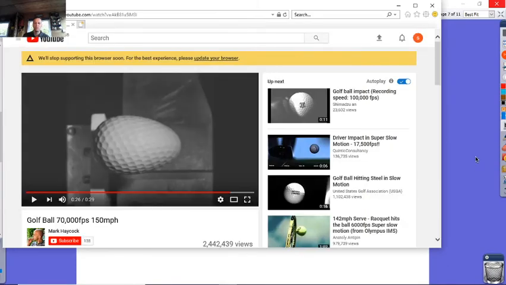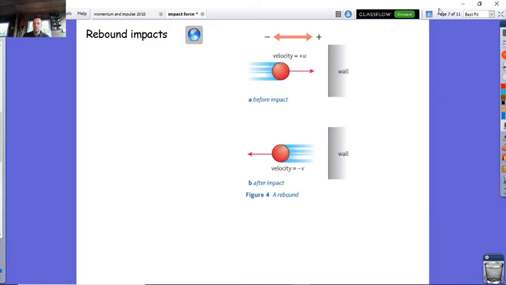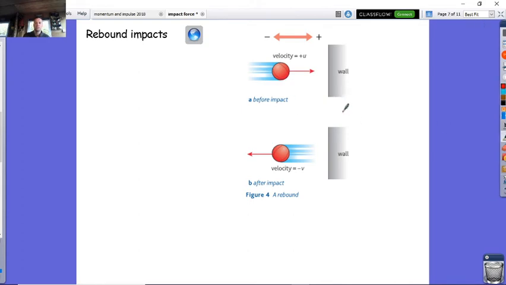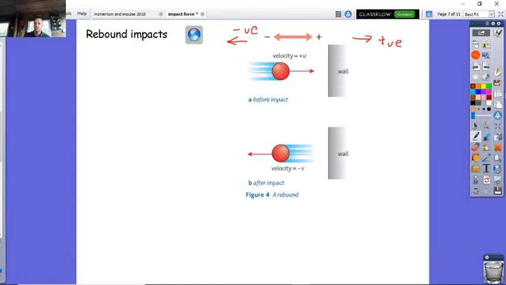But in your book, you've got this little bit here where you've got a ball. It rapidly approaches a wall, and we say going in this direction is going to be positive, and we're saying the opposite direction is going to be negative. Now, changing my pen color again here.